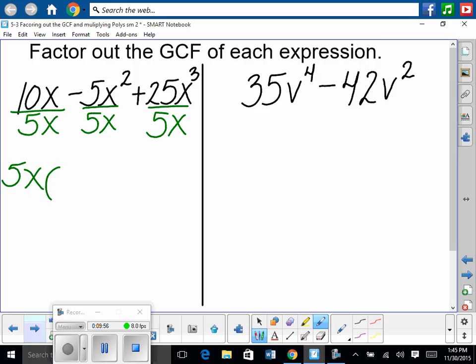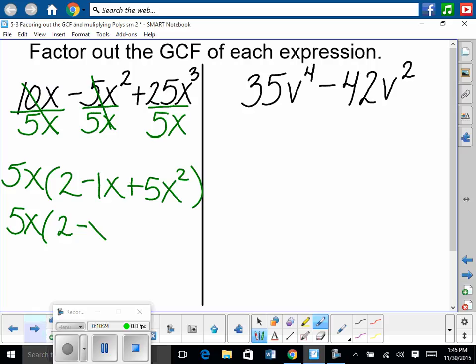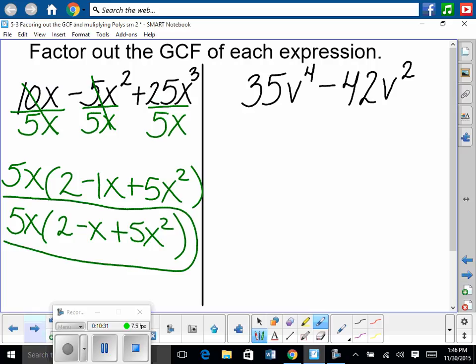10 divided by 5 is 2. X divided by x is gone, right? Negative 5 divided by 5 is negative 1. X squared divided by x. Good. So negative 1x, and I would probably just write negative x, but I'll change that in a second. 25 divided by 5 is positive 5. X cubed divided by x is x squared. I'm going to write it prettier. So 5x, and then we have 2 minus x plus 5x squared. Okay, questions? Okay, we're getting there.